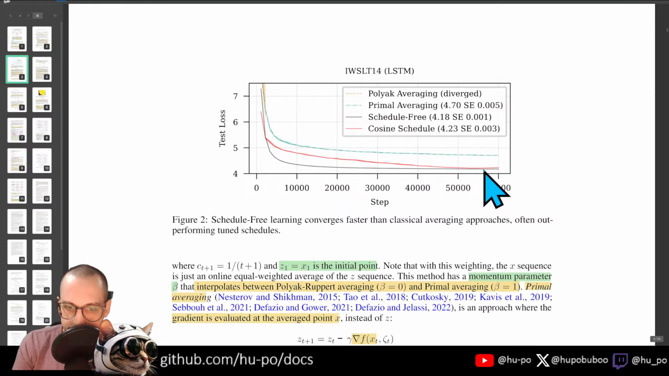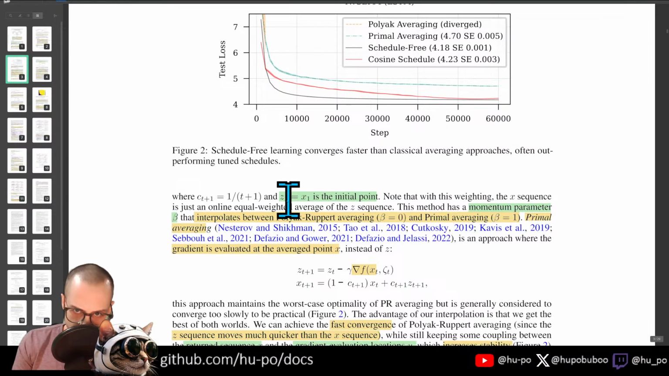Okay, let's keep going here. Z1, X1 is the initial point, right? At the very beginning, your neural net is initialized to some parameters theta. Z is a trajectory in that parameter space. X is a trajectory in that parameter space. So at the very first initial point, you're starting from the same place, so Z1 and X1 are the same.